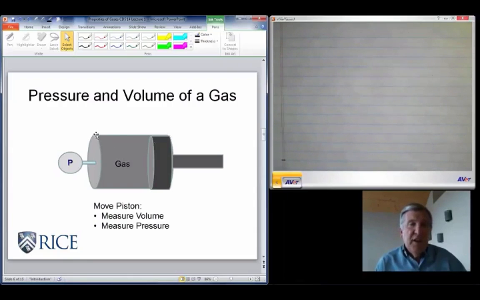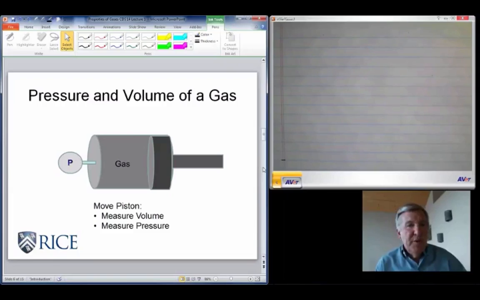If we had graduations along the side of the syringe where we could just read off the volume, then we've just hooked up that syringe to the pressure. We've captured a certain sample of gas inside the cylinder there. By moving the piston back and forth, we're going to vary the volume of the gas, and what we'll discover is that the pressure is going to vary as well. Our goal here is then to measure the pressure as a function of the volume.